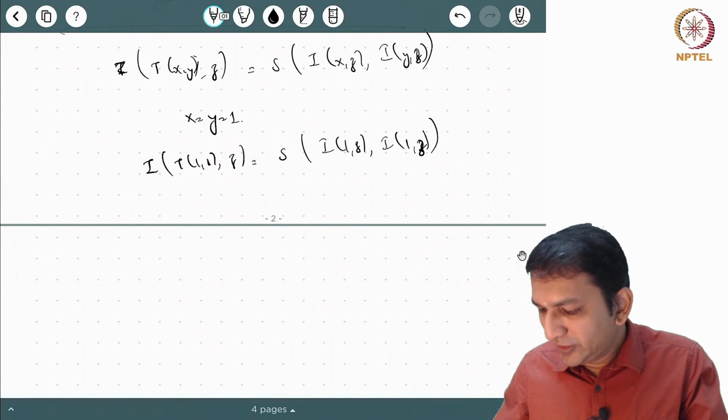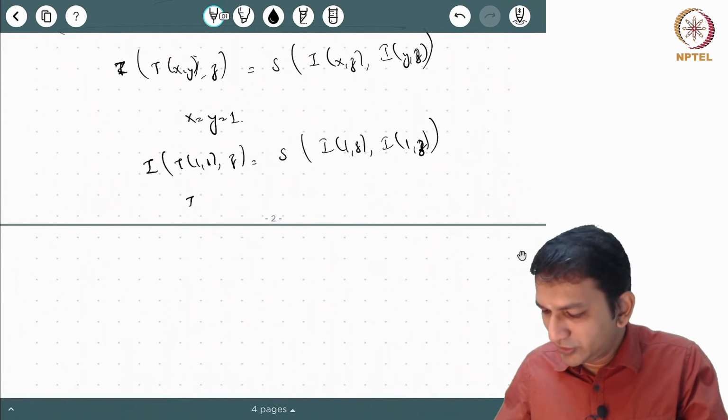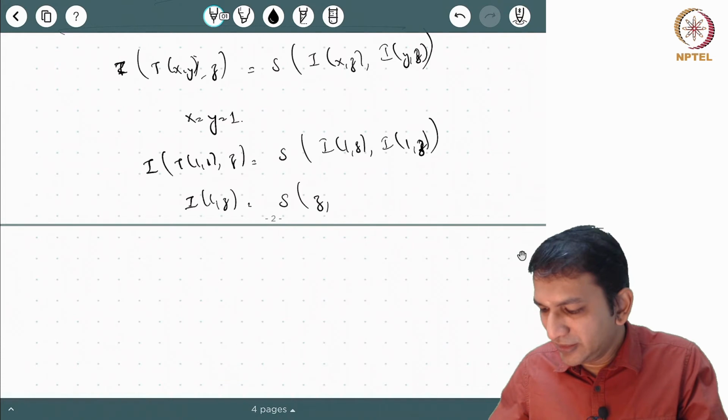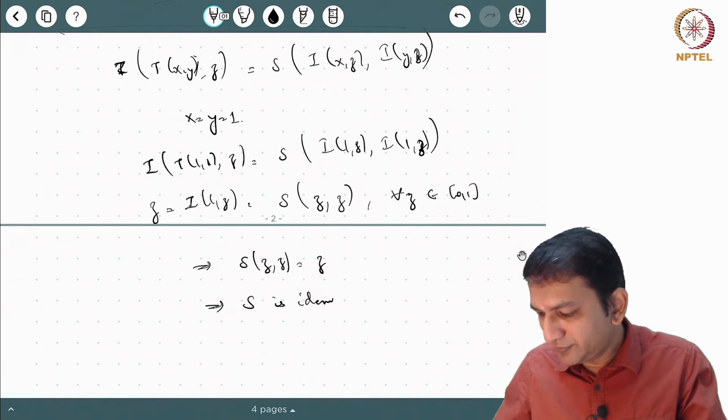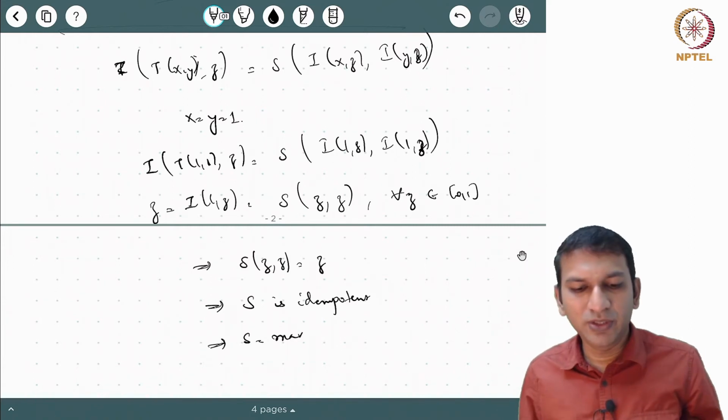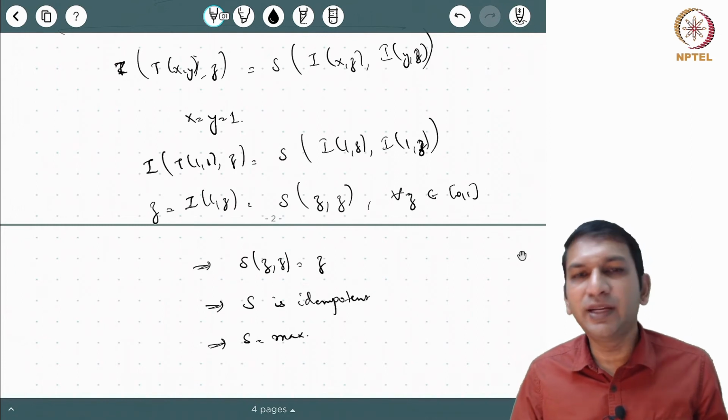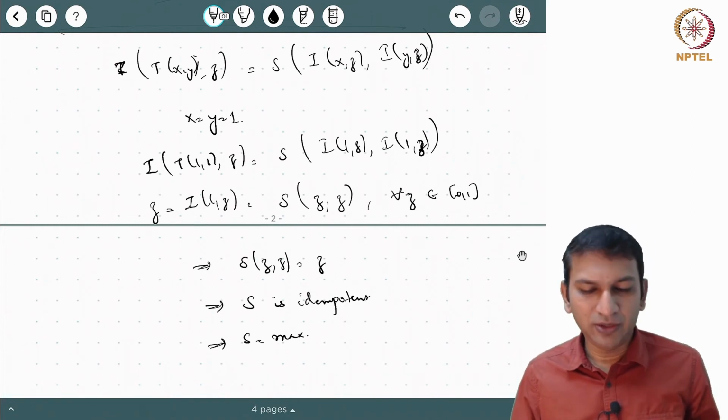Now, we know that T is a T norm, T of 1, 1 is 1. So this is I of 1 comma z. But I of 1 comma z, on this side, I of 1 comma z is z. And this is z. And this happens for every z element of [0,1]. So this implies S of z,z is equal to z, implies S is idempotent, which means S is in fact the max T conorm only, because we know that the only idempotent T conorm is the max T conorm.